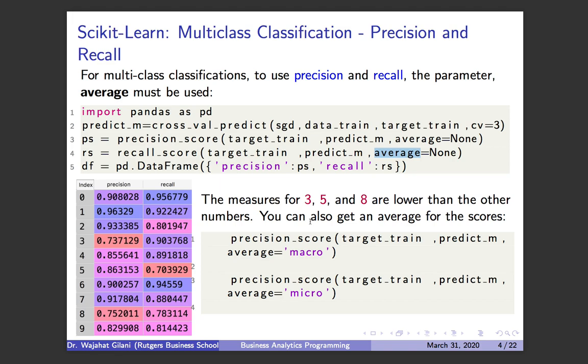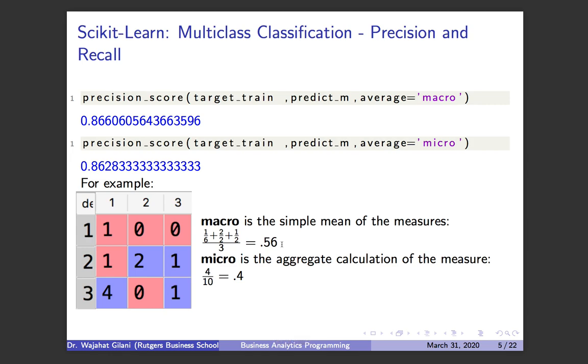Okay? Now look, we can also get the averages, right? There's a couple of different averages we can get if we wanted to. If you want the simple mean average, you can do what we call the macro. If you wanted a mathematical average based on the confusion matrix itself, we can use the micro one, all right? So let me show you the example, and then I'll show you the actual score.